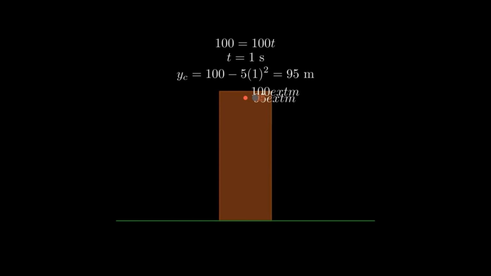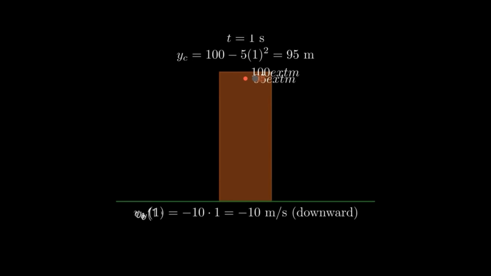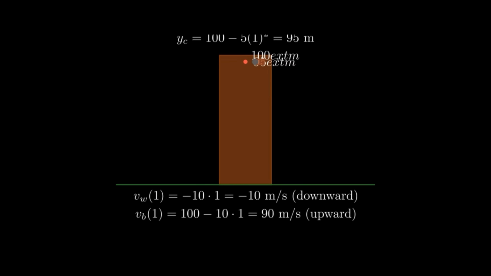Now, let's find the velocities of both objects just before collision. For the wood, at t equals 1 second, the velocity is v_w equals negative 10 times 1, which is negative 10 meters per second. The negative sign means it's moving downward. For the bullet, at t equals 1 second, the velocity is v_b equals 100 minus 10 times 1, which is 90 meters per second, and it's moving upward.